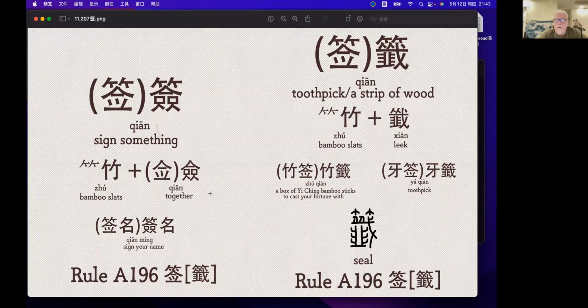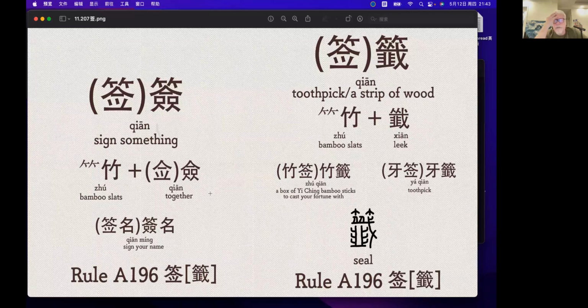So here we have some kind of complicated characters. We have the character Qian, which means to sign your name. It has a bamboo radical on the top, which would indicate in ancient times that you might be signing something on a bamboo slat. And it has a phonetic, which means together, Qian. So in modern Chinese, we say Qianming. It means to sign your name.